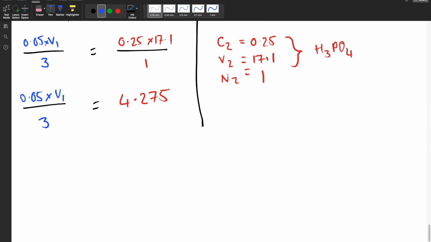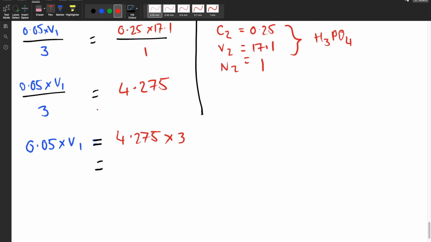Okay, so if we want to figure out our V1, what I would recommend you do first is you do 0.05 times V1 equals, and then figure out, it would be your 4.275 times by 3, okay, that should be in black, which would equal, if you plug that into your calculator, should equal 12.825, but that's still 0.05 times V1.